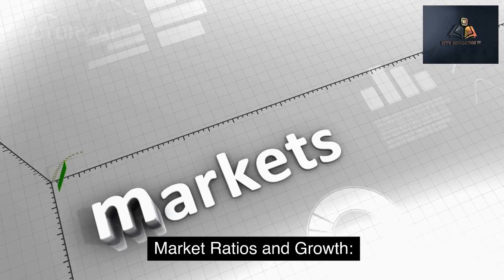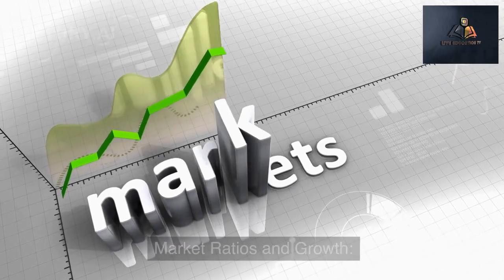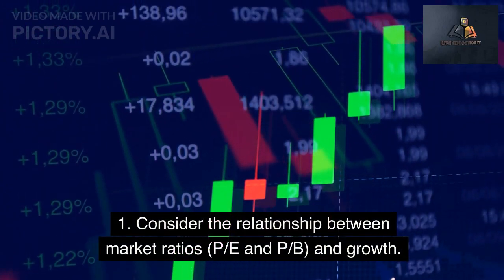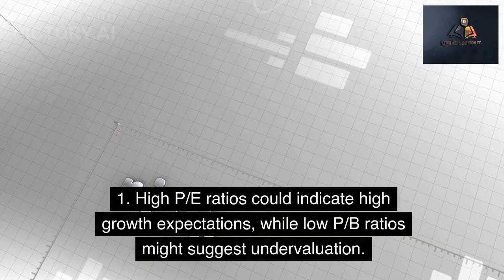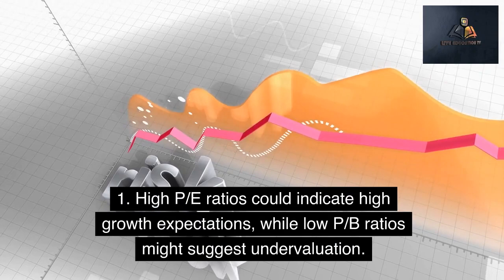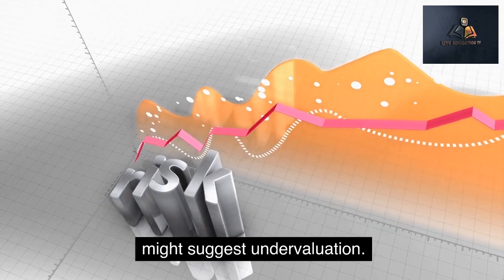Market ratios and growth. 6. Consider the relationship between market ratios, P/E and P/B, and growth. High P/E ratios could indicate high growth expectations, while low P/B ratios might suggest undervaluation.